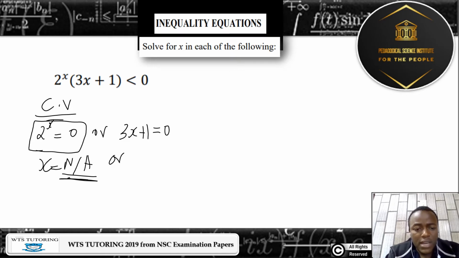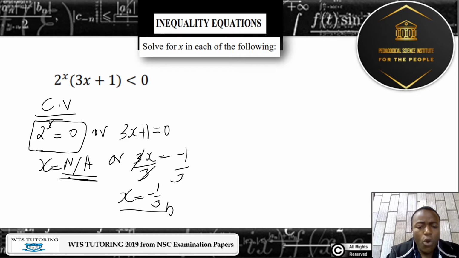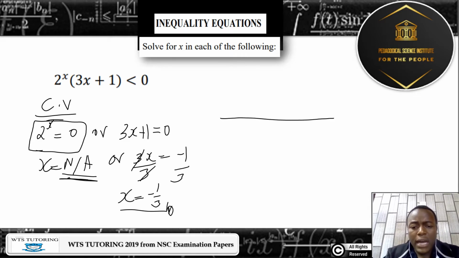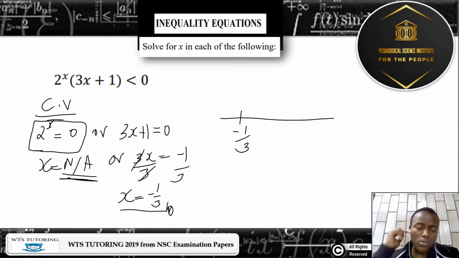Let's move to this side. We solve for x: we transpose 1 to be minus 1, and we divide by 3 on both sides. Then our x, which is our critical value, is minus 1 over 3. It's the only value in this equation. So we draw a number line and mark minus 1 over 3.